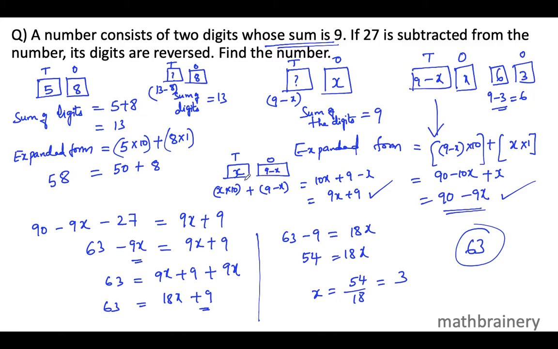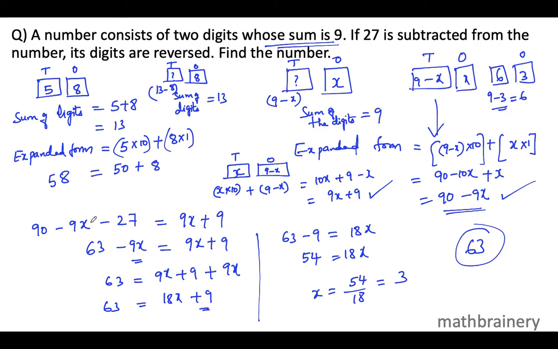What is the expanded form? x into 10, which is 10x. 9 minus x into 1 will be 9 minus x. This must be 10x minus x is 9x. So it must be 9x plus 9. Okay, this is the expanded form of the 2-digit number when the digits are reversed. So this must be equal to 9x plus 9.